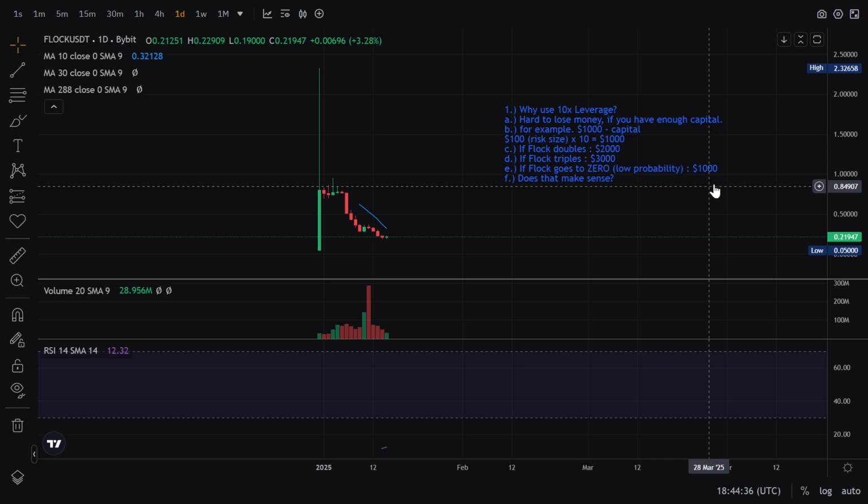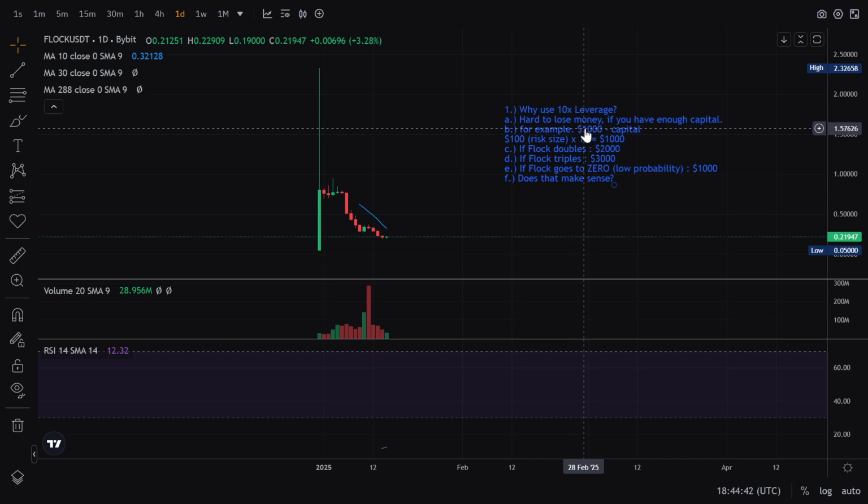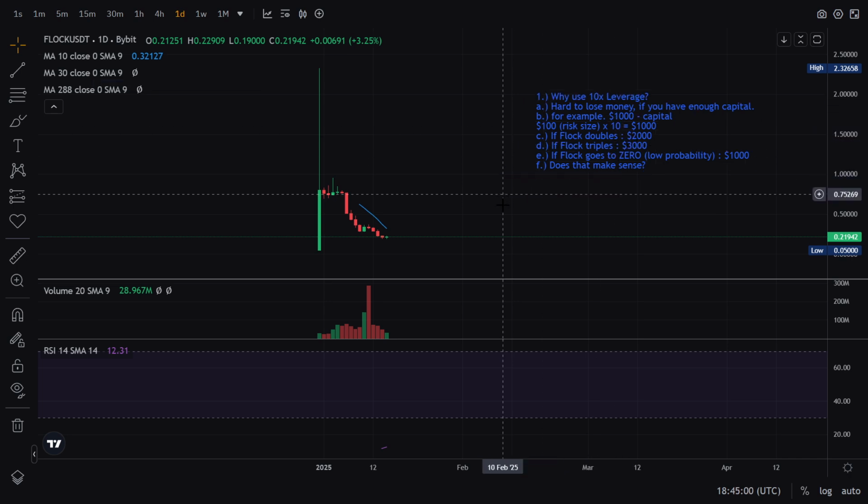Of course, yes, you could put the entire $1,000 into a spot account. That way, you don't have to pay any fees. But just in case you decide to risk more money on other assets, you don't have to put up the full $1,000. You can just put up $100 with a leverage of 10x, which you can do on Bybit.